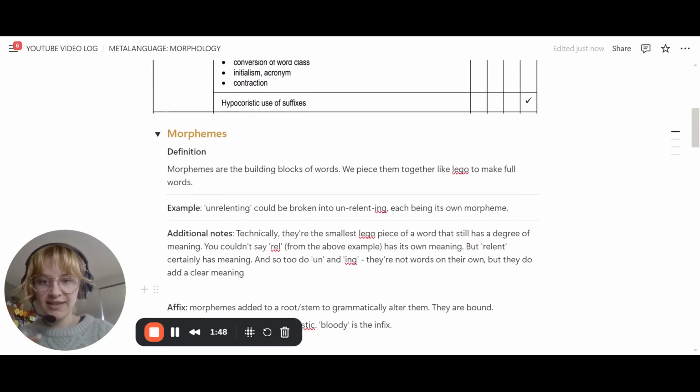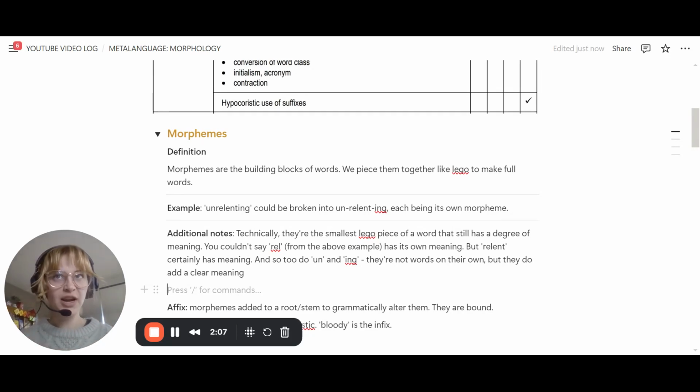But if we go down here, this is a kind of a more easy way to understand it. It's Lego. Building blocks of words. We piece them together to make full words. For example, unrelenting, where you've got un, that's a prefix, relent, which is the middle kind of core root word, and then ing, which is a suffix.